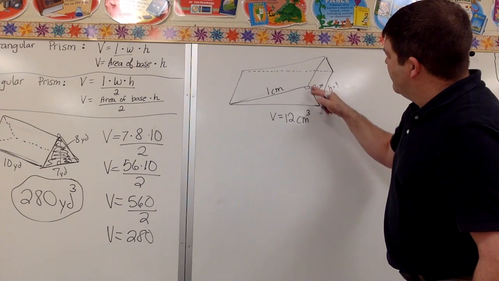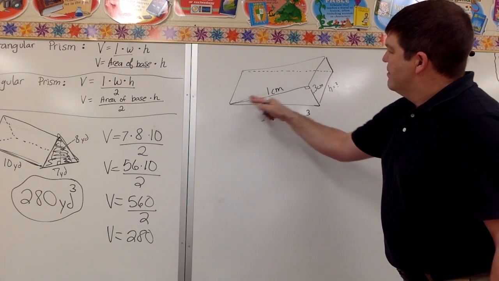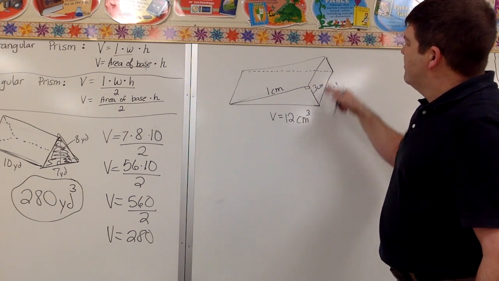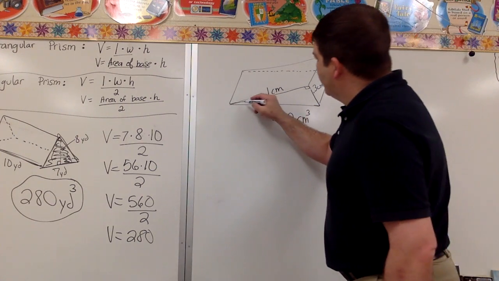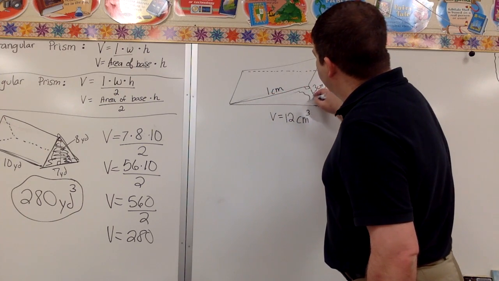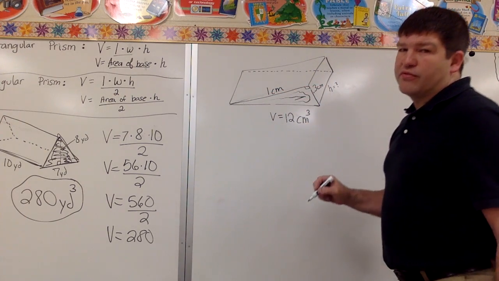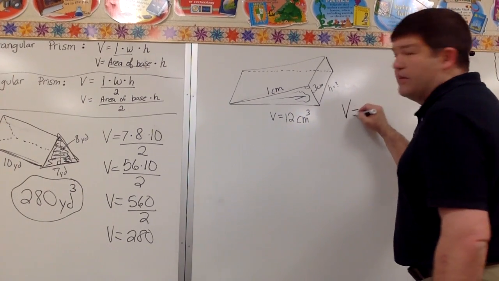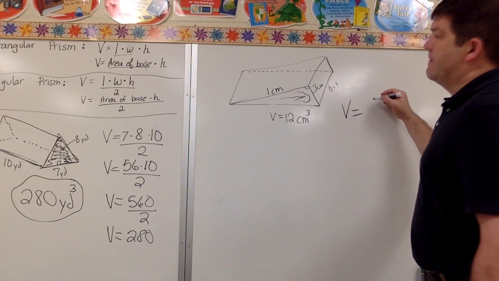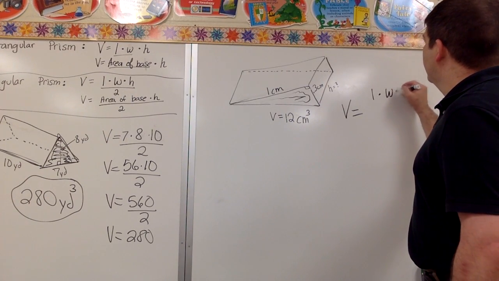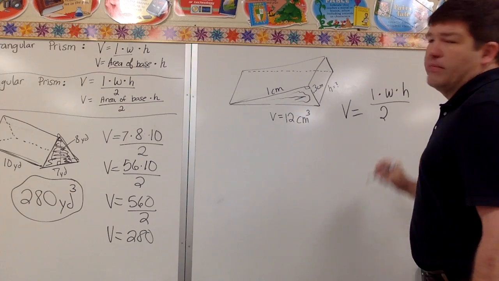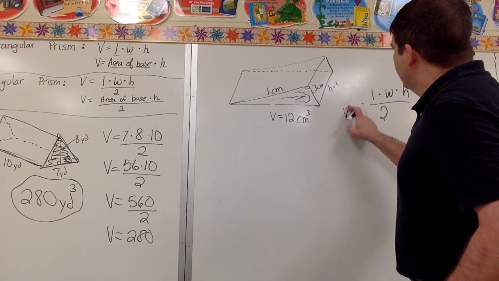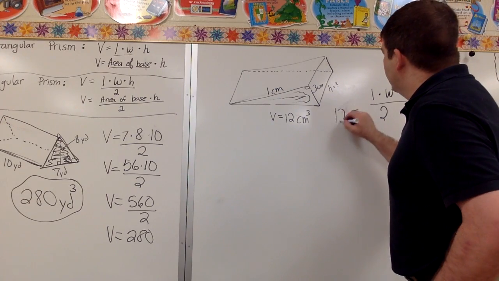This looks like my length of it, my width of it. I don't know what my height is, but I want to find the area of this one. Once I find the area of this triangle, I times it by h. So I look at my formula. Volume equals, let's see, length times width times height divided by 2. Okay, I actually know the volume on this one. So I'm going to erase my b and put 12.